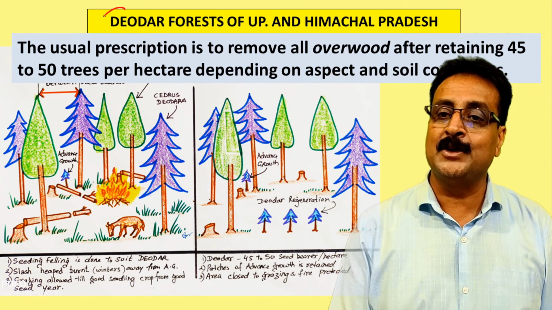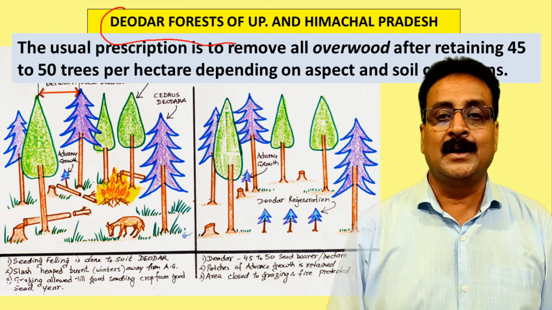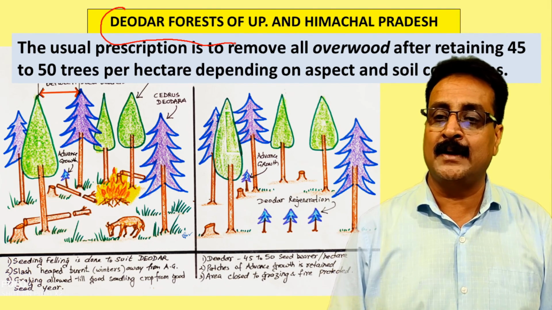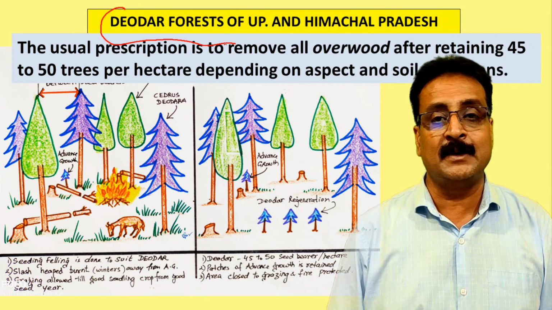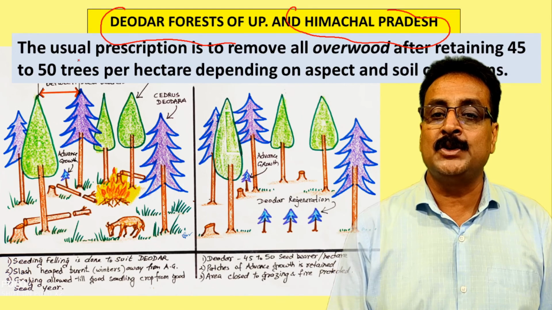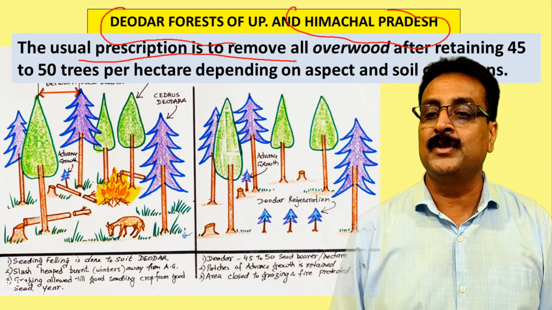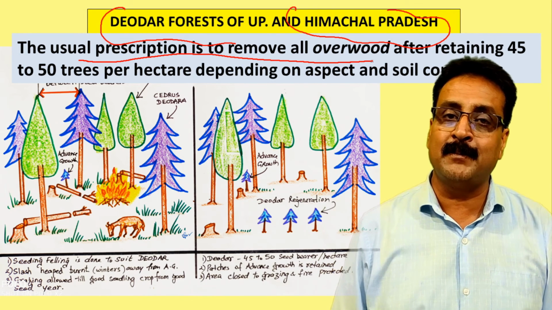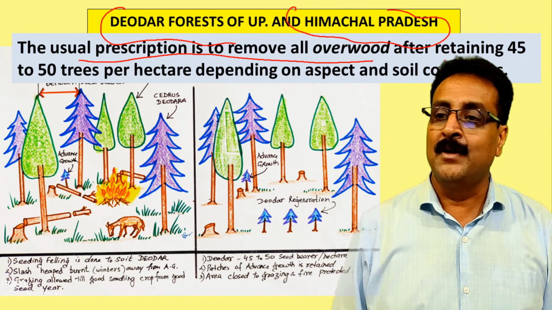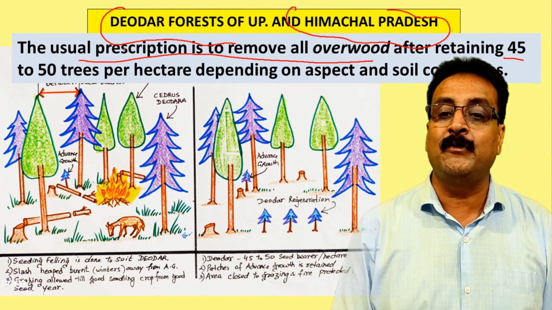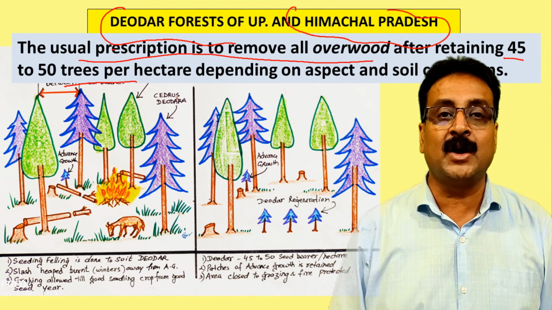One example is the Deodar forest in hilly areas in Uttarakhand, and we can also say it is available in the Himachal Pradesh area. So the usual prescription is to remove all the overwood. Here generally what we do, as in my previous lecture on the uniform system, we have studied that somewhere we practice keeping 45 to 50 trees per hectare depending on the aspect and soil.